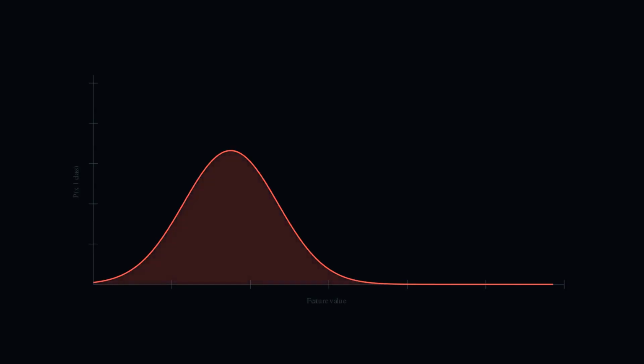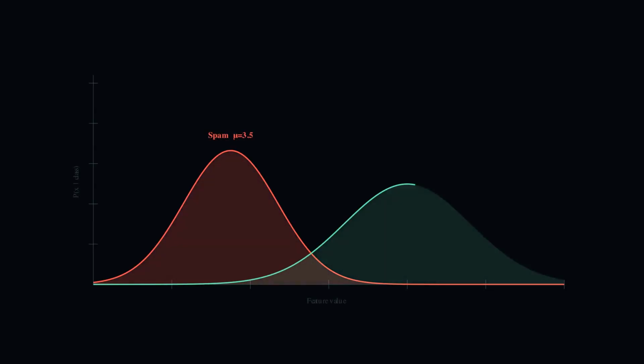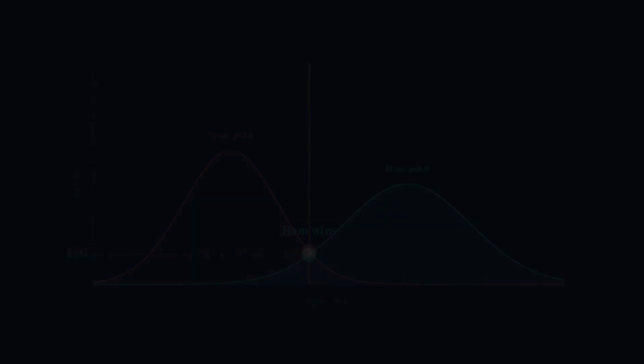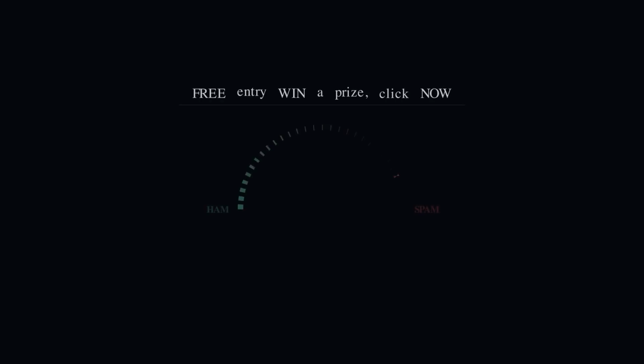For continuous values like temperature, frequency, pixel intensity, naive Bayes fits a bell curve to each class during training. At prediction, a query drops in. Each curve gives its density at that point. The taller reading wins. Watch it classify in real time.